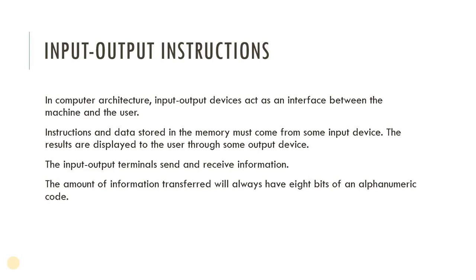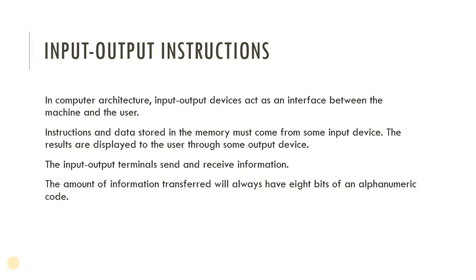In this lecture, we are going to learn about input-output instructions. In a computer architecture, input-output devices act as an interface between the machine and the user. Suppose I want to find some information from Google. At that time, I am using the keyboard as my input device, and then some results will be shown on my monitor. At that time, my monitor is the output device.